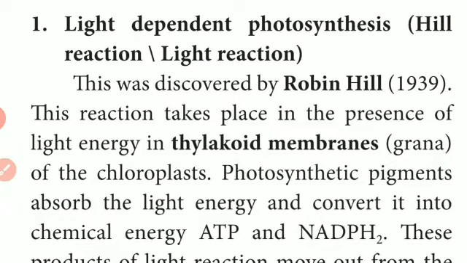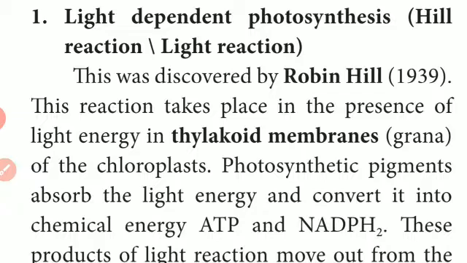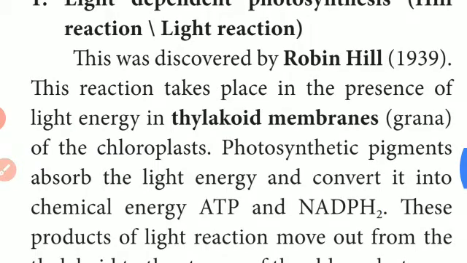One more question they may ask: the year is 1939. The reactions take place in the presence of light energy in the thylakoid membranes. These thylakoid membranes are called grana. One more question may be asked: light dependent photosynthesis takes place in the thylakoid membranes of the chloroplast. Photosynthetic pigments absorb the sunlight energy and convert it into chemical energy, ATP, adenosine triphosphate, and NADPH2.